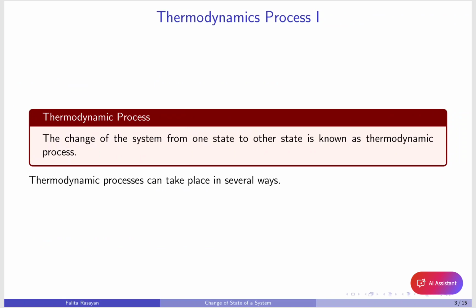A thermodynamic process is what we call the change of state of a system from one state to another state. That is, the pressure or the volume or the temperature or all of them or a combination of them changes from one value to another. And how does this happen? This happens when energy enters or leaves the system in the form of heat or in the form of work. And this can take place in several ways. What are they?